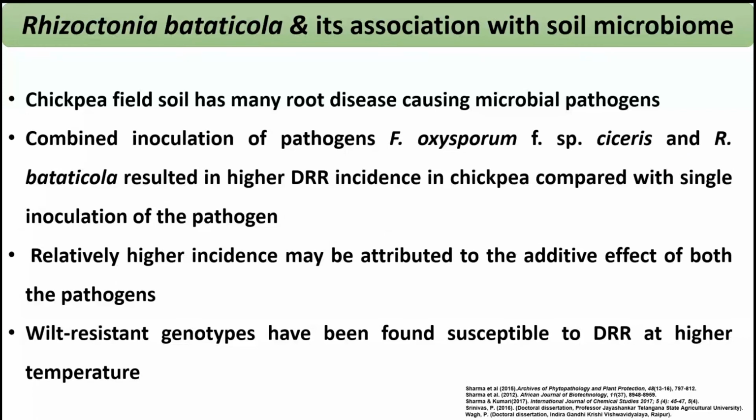Rhizoctonia bradicola and its association with the soil microbiome. Chickpea field soil has many root-causing microbial pathogens. When R. bradicola is co-inoculated with Fusarium oxysporum, the DRR incidence was higher in chickpea as compared to the individual inoculation. This higher incidence is attributed to the additive effect of both the pathogens. The wilt-resistant genotypes have been found susceptible to dry root rot at higher temperature in chickpea.